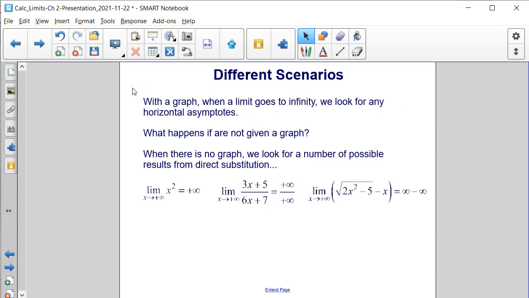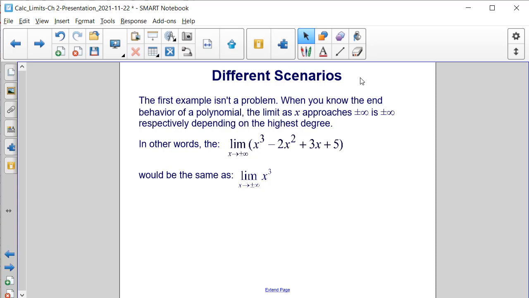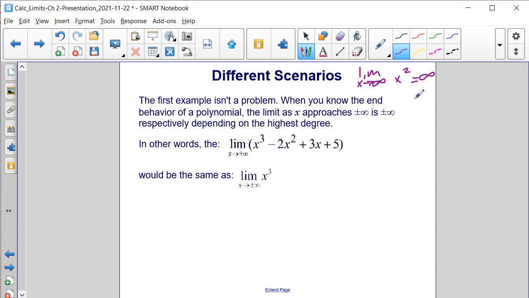With a graph, when a limit goes to infinity, we look for any horizontal asymptotes. But what happens if we're not given a graph? When there's no graph, we look for a number of possible results from direct substitution. Here are a few examples that we'll examine further. The first example, the limit of x squared as x approaches positive infinity being equal to positive infinity, isn't a problem to understand.